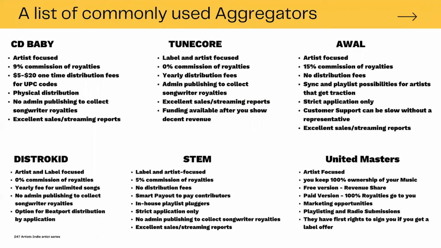And then United Masters, last but not least, they're the newest kids on the block. They're definitely artist focused. You keep 100% of your music. They have a free version where there's a 15% revenue share, I think. And there's a paid version where 100% of the royalties go to you. For the paid version, it's much like DistroKid, where there's an annual United Masters fee, and then you don't pay to release your music. If you have the free version, you can upload as many songs as you want, and you split revenues like AWAL, 15%.